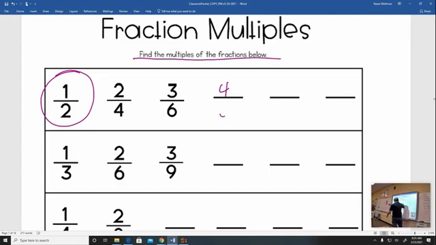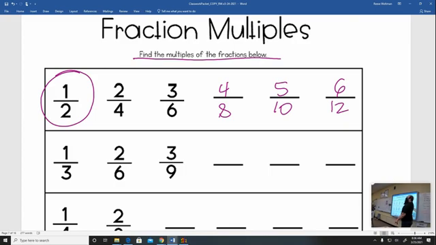4/8. What's the one after that? 5/10. And what's the last one? 6/12. Now, what is the relationship between 6 and 12? What is it, Tava? That's right, which means that 6 is half of 12. That is right.